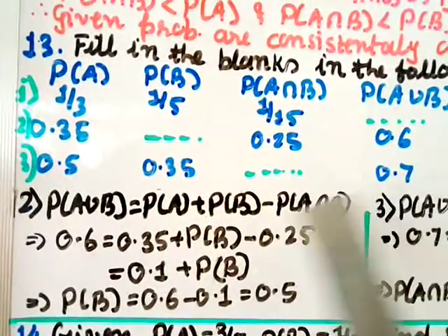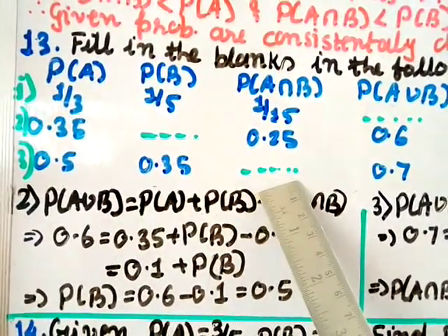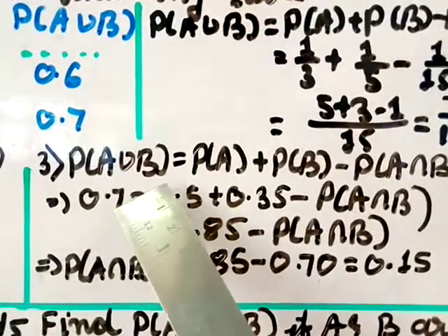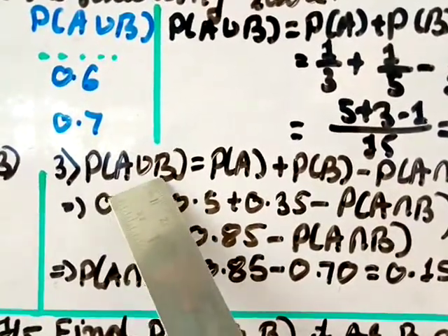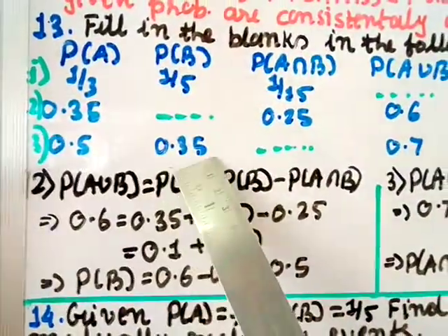In part 3 it is given to us P of A is 0.5, P of B 0.35, P of A intersection B you have to find, and P of A union B is 0.7. Same formula you use. So I have written here P of A union B equal to P of A plus P of B minus P of A intersection B. A union B is 0.7, P of A is 0.5, and P of B is plus 0.35, and A intersection B you have to find.